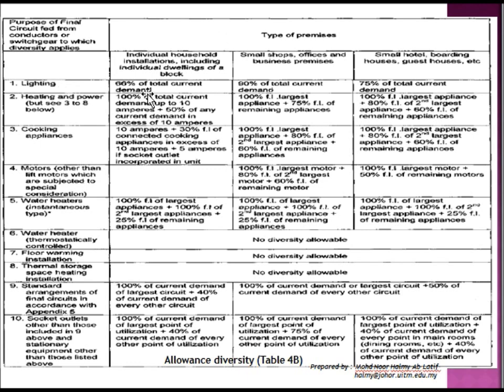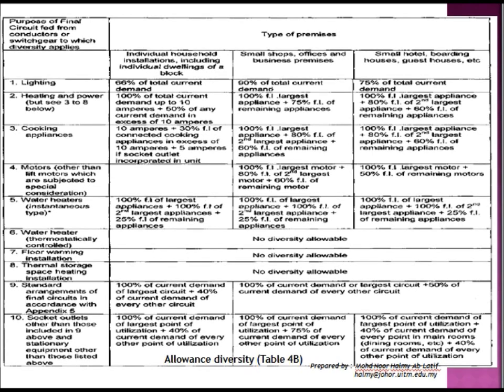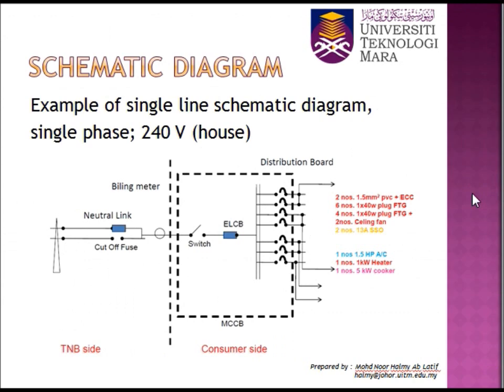So for lighting, it must comply 66% of total current demand. Okay, for heating, 100% of total current demand up to 10 amperes, plus 60% of any current demand in excess of 10 amperes. And then for cooking appliances, 10 amperes plus 30% of connected cooking appliances in excess of 10 amperes, plus 5 amperes if socket outlet is incorporated in the unit. So next we will go to the example.